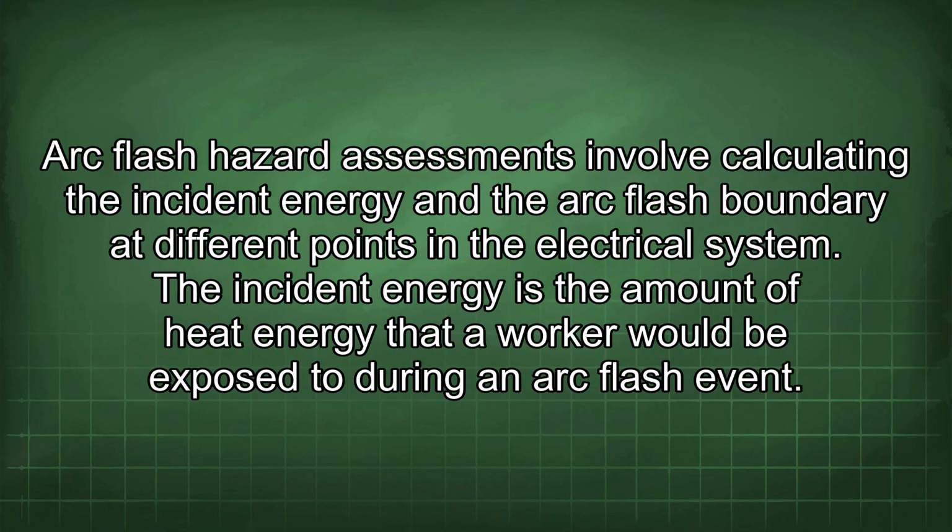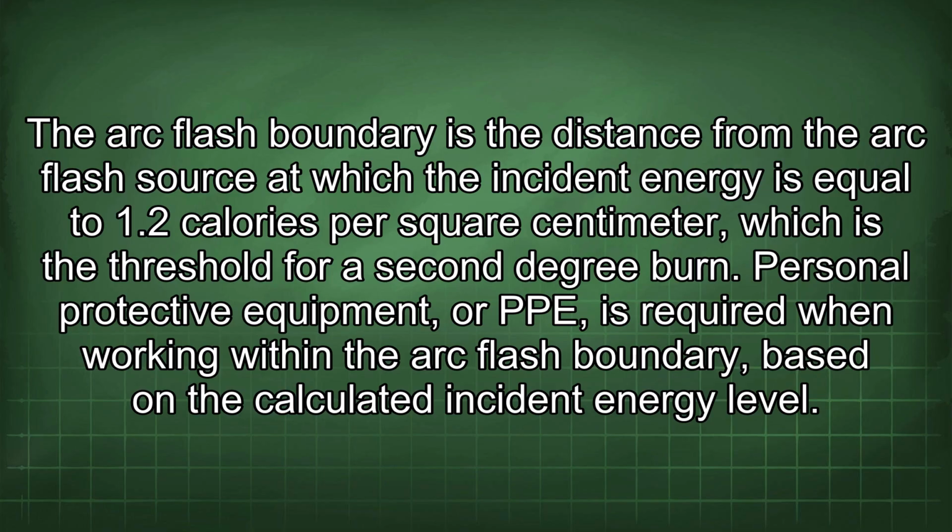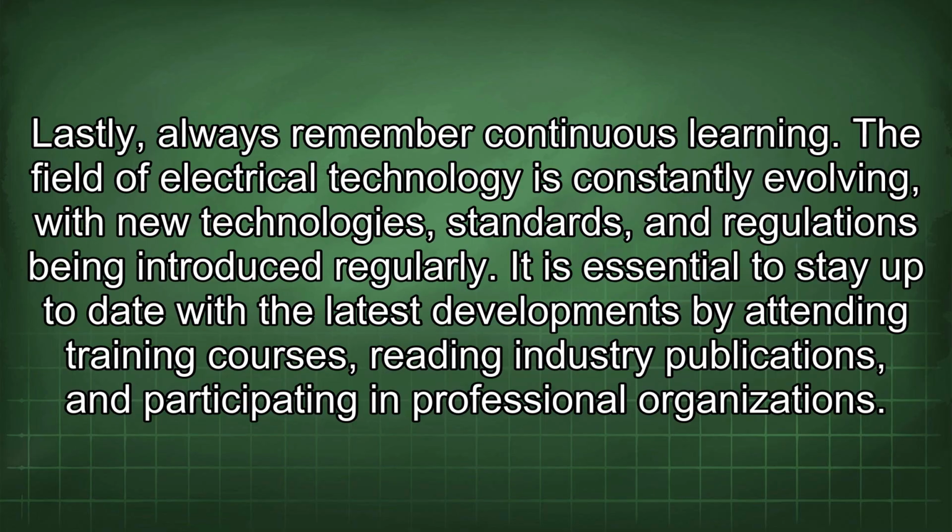Arc flash hazard assessments involve calculating the incident energy and the arc flash boundary at different points in the electrical system. The incident energy is the amount of heat energy that a worker would be exposed to during an arc flash event. The arc flash boundary is the distance from the arc flash source at which the incident energy is equal to 1.2 calories per square centimeter, which is the threshold for a second-degree burn. Personal protective equipment, or PPE, is required when working within the arc flash boundary, based on the calculated incident energy level.